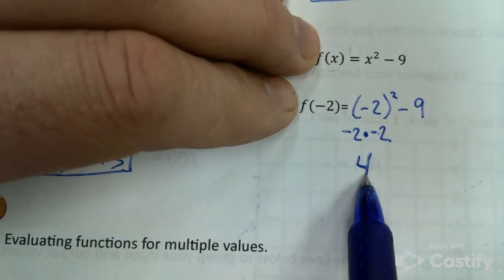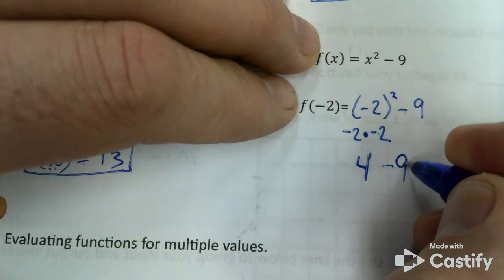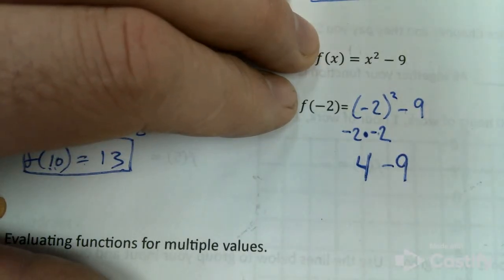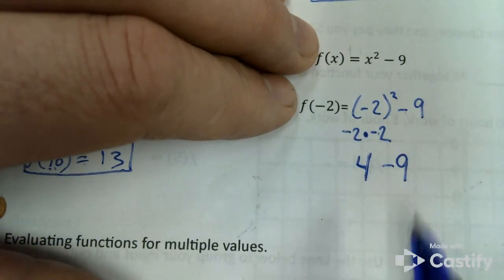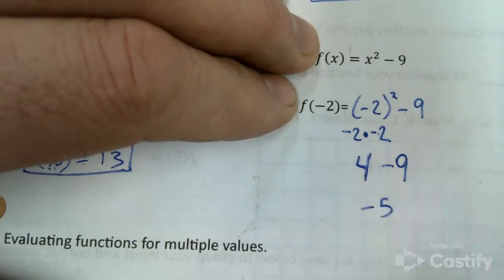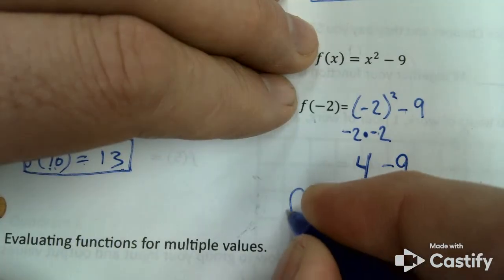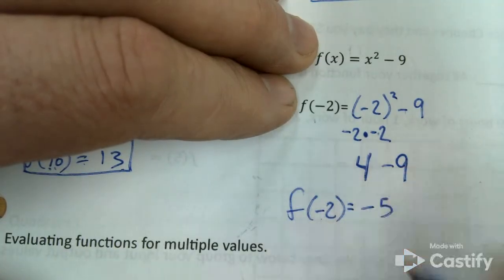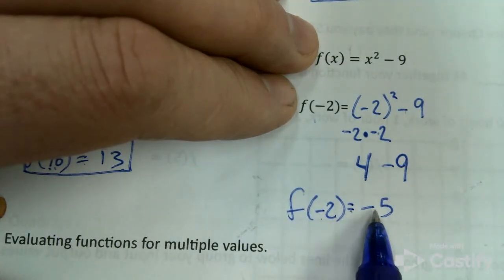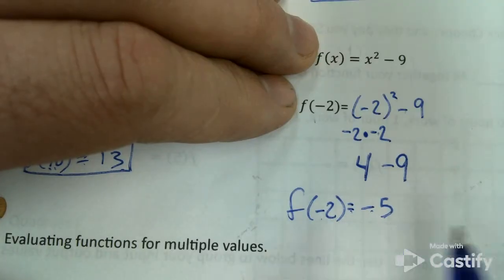A lot of you will put a positive 4, so beware. A positive 4 minus 9. So now we take a positive 4 minus 9, and we get a negative 5. So my input is negative 2. When I put negative 2 into this function, I get out of it a negative 5. F of negative 2 is negative 5.